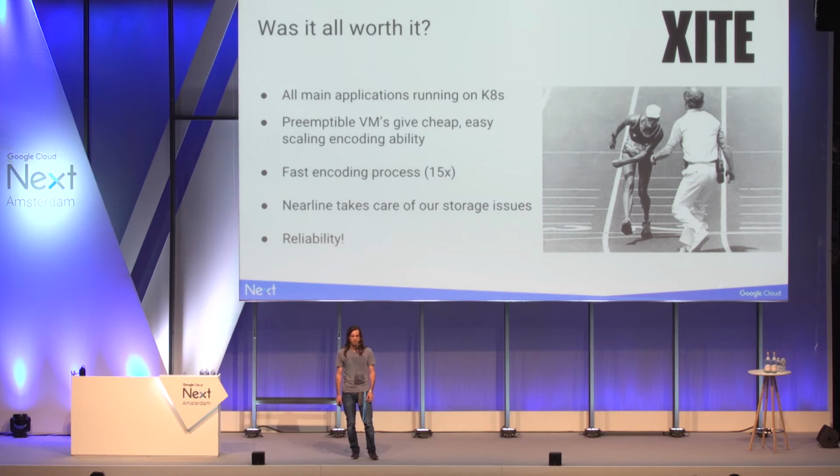Actually, the encoding process is 15 times faster now than it was in-house. The preemptibles make it really affordable. And the nearline storage on Google really fixes all our problems related to storage capacity and electric outages. We don't have anything of that anymore, of course. And the most important aspect is reliability. We can rely more on our software that it's going to work, because we no longer have hardware issues or electric issues. So it works way better than before.